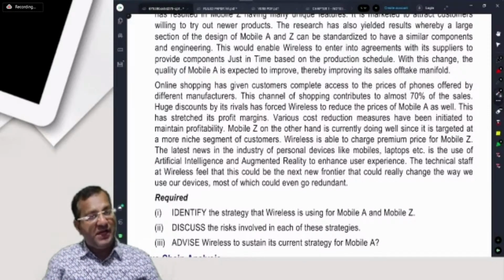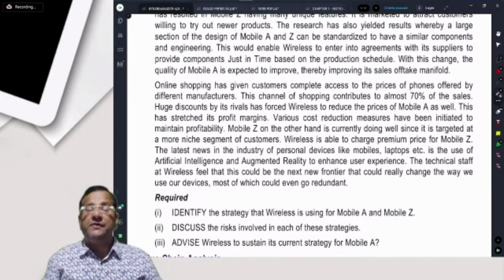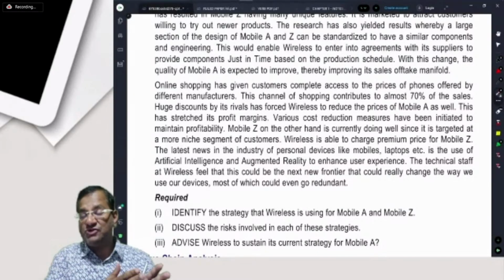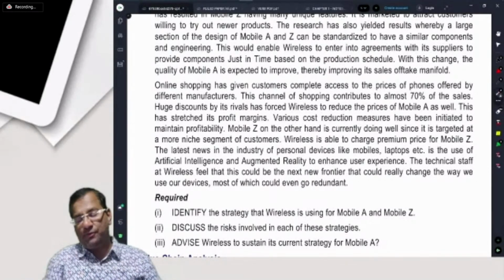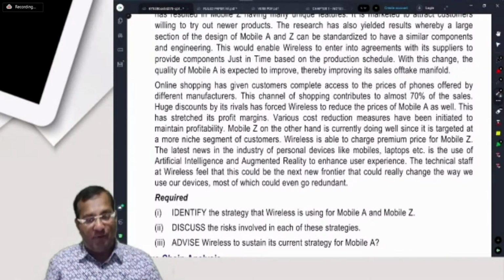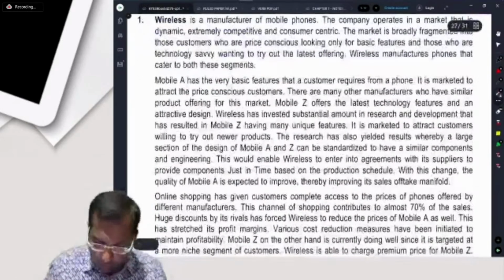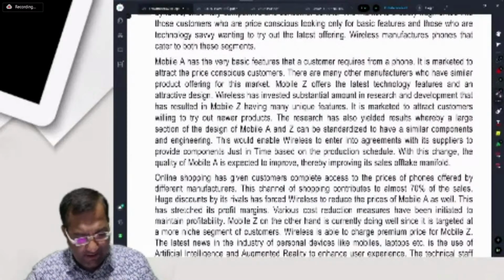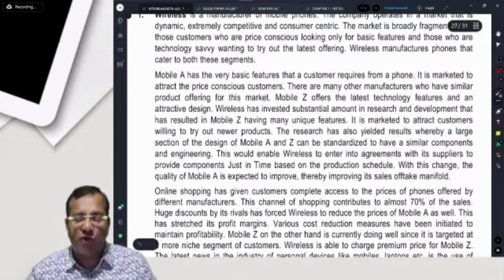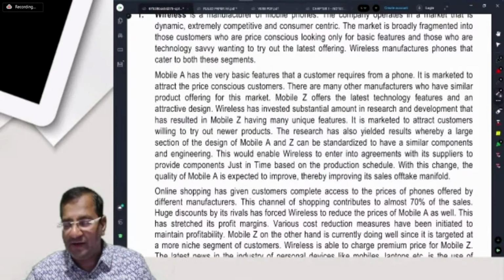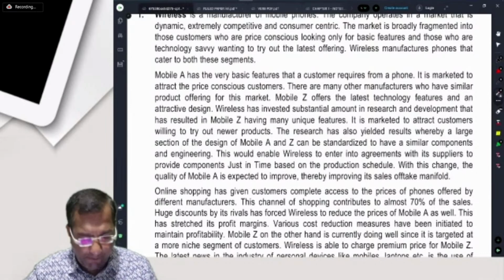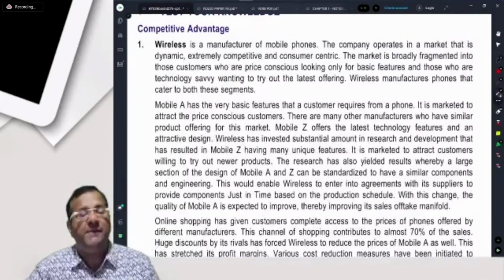The important point is the application point: identify the strategy that the company is using for mobile A and mobile Z. So for one of the products, it will be the competitive advantage of product differentiation strategy, and for the other product, the company might be following the low cost advantage. So I am giving you some odd 4 minutes to read these three paras very fast, and then we will start interpreting which strategy the company follows for mobile A and which for mobile B. So 4 minutes are available with you to have a newspaper reading of question number 1 on page number 27.